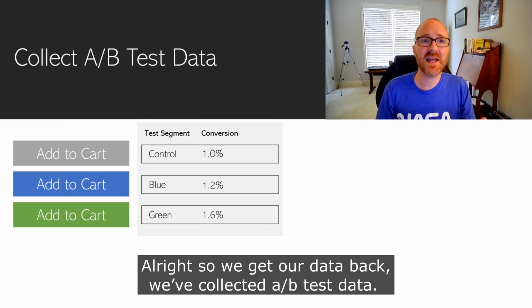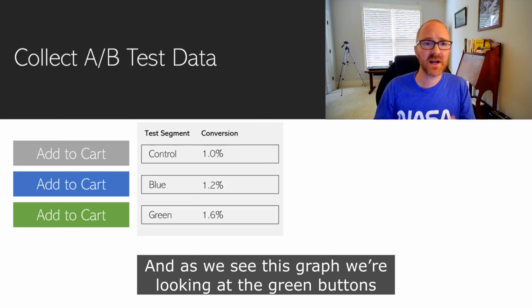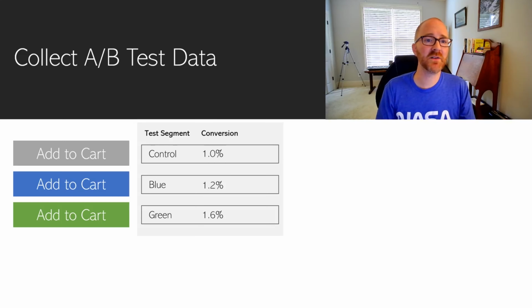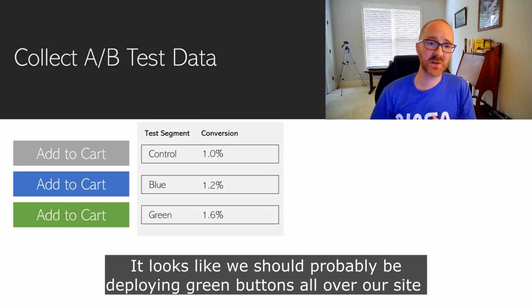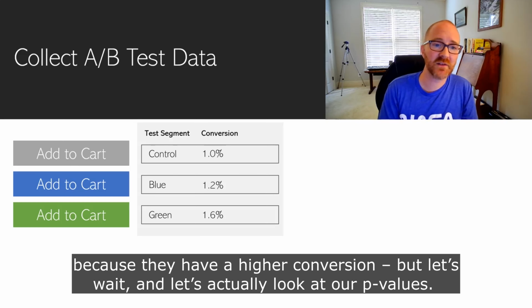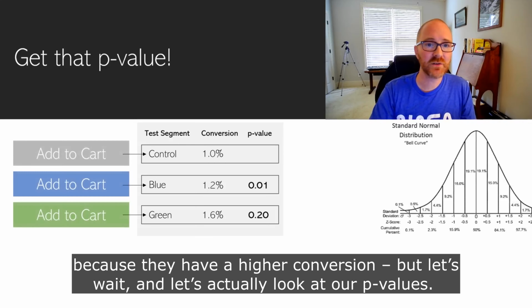We've collected A/B test data. And as we see in this graph, we're looking at the green buttons that have a 1.6% conversion, and those look pretty good. It looks like we should probably be deploying green buttons all over our site because they have a higher conversion. But let's wait and actually look at our p-values.